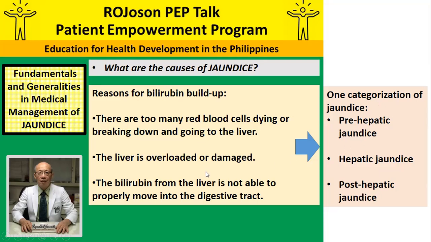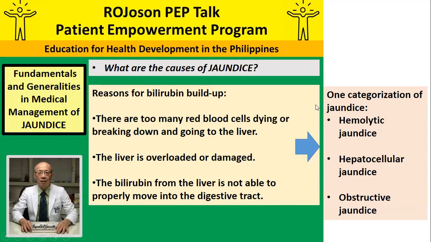And then the other category is post-hepatic, meaning the bilirubin has passed through the liver. Then after that, it has to go out, to the intestine. So the third cause is that the bilirubin from the liver is not able to properly move into the digestive tract through the biliary tree, the so-called common bile duct, the bile ducts. So prehepatic, hepatic, and post-hepatic jaundice.